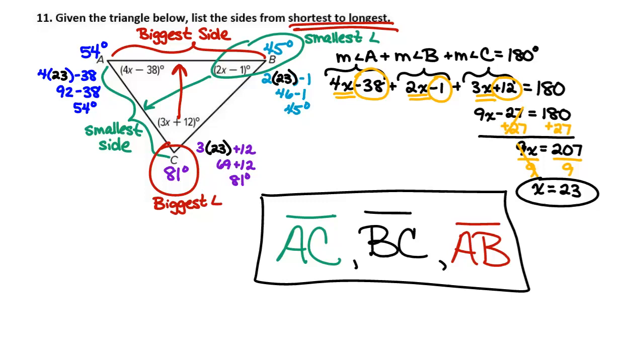We had to find x first, so we had to use our triangle sum theorem. Then we had to plug it in. We had to substitute to figure out how big those angles were. Once I knew how big the angles were, we had to use what we knew about triangle inequalities. Biggest side across from the biggest angle, smallest side across from the smallest angle.